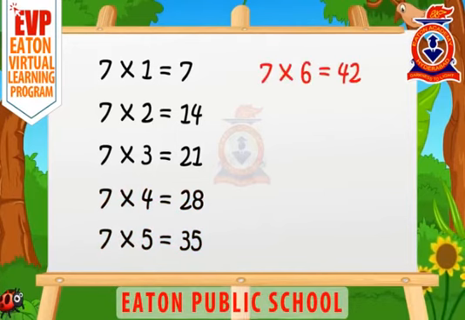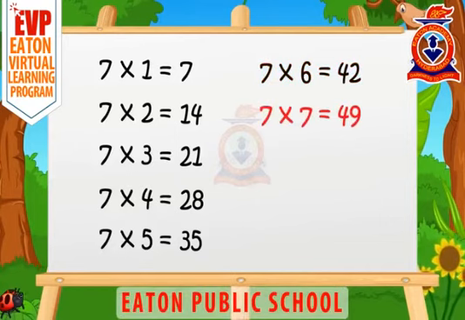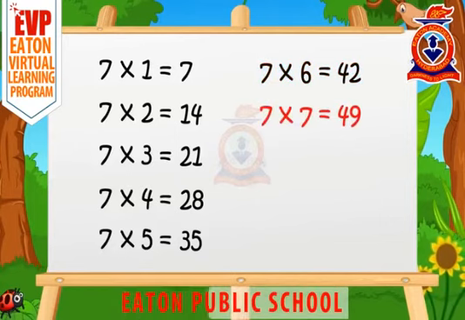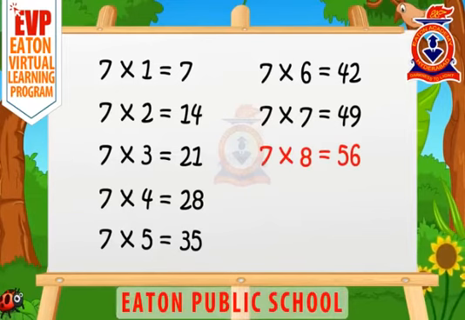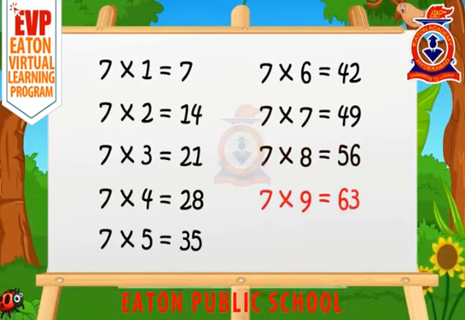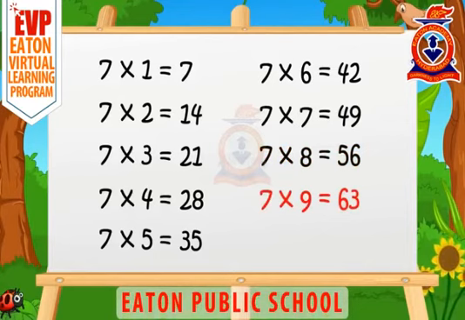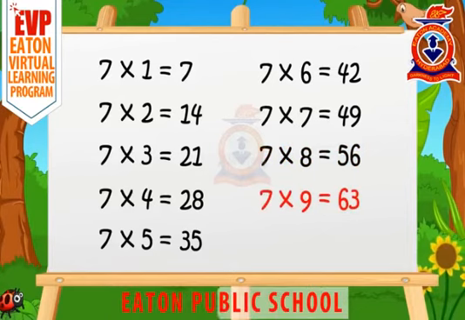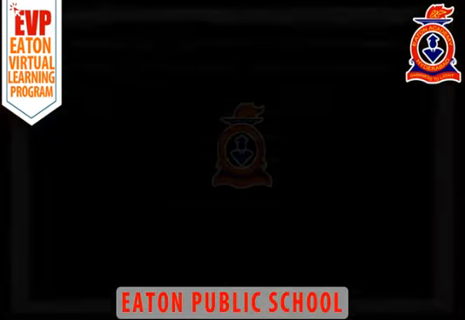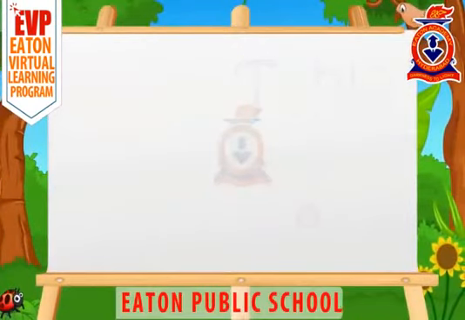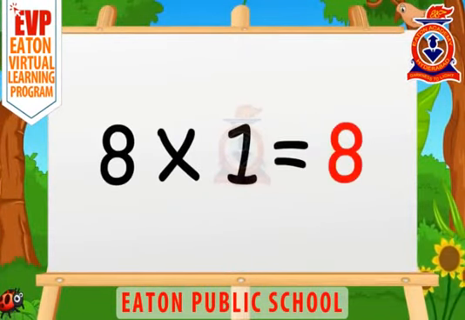7 six are 42. 7 sevens are 49. 7 eights are 56. 7 nines are 63. 7 tens are 70. Table of 8. 8 ones are 8.